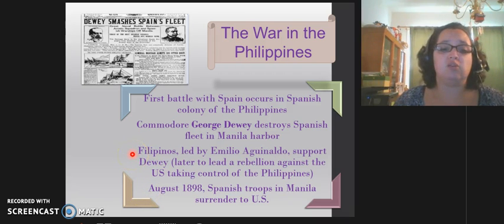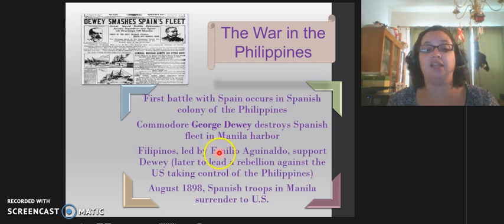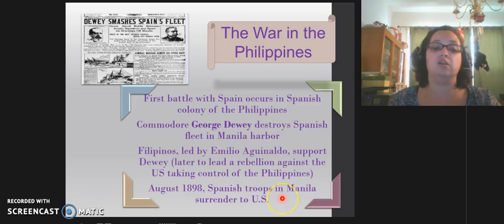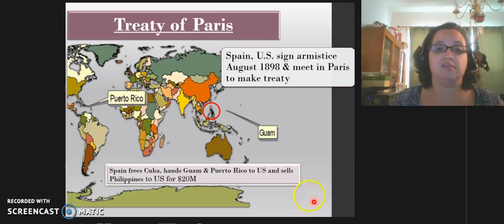And the Filipinos actually get involved because they don't like Spain at all. They're led by a man named Emilio Aguinaldo, and they support Dewey. Now, eventually, the United States will gain control of the Philippines, and then Emilio Aguinaldo and his people will rebel against the United States. But for right now, they'd rather have the United States. So in August of 1898, the Spanish troops in Manila surrendered to the United States.